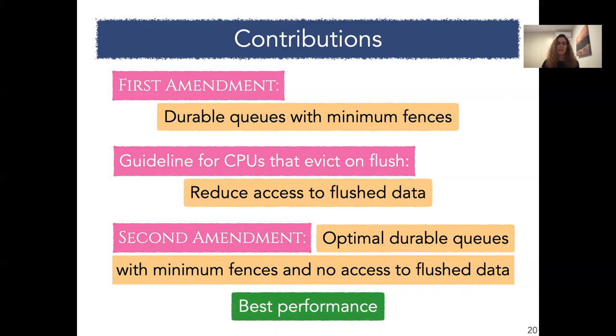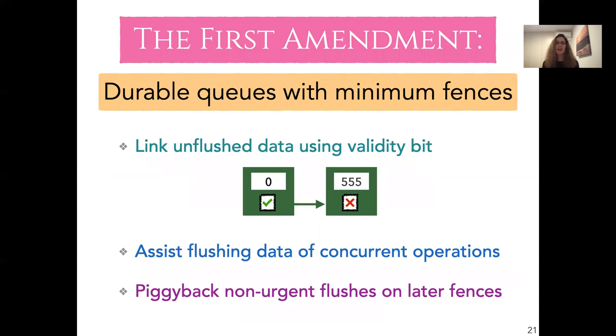I will now detail the design of the first amendment. The first amendment queues stand on their own as they may turn out best for potential more advanced platforms that might provide flushing without cache eviction. I will not have the time to extend on the Second Amendment queues, which are built on top of the First Amendment queues, but you're welcome to read about them in the paper. So let me now focus on the design of one of the First Amendment queues called linked queue. I will expand on the methods to minimize fences usage, which I've skimmed over earlier.